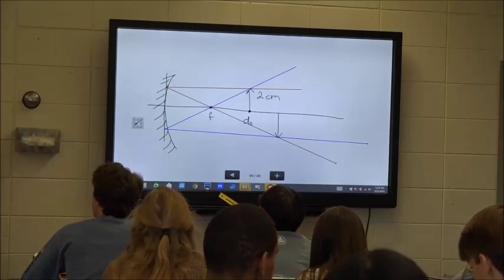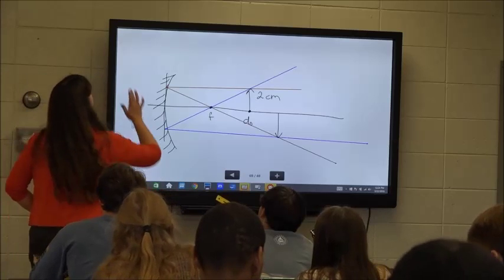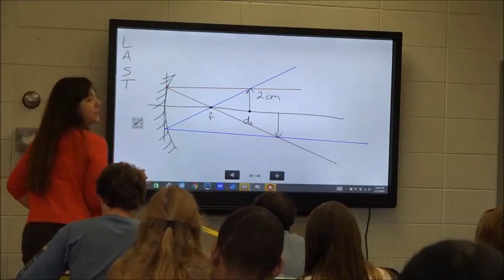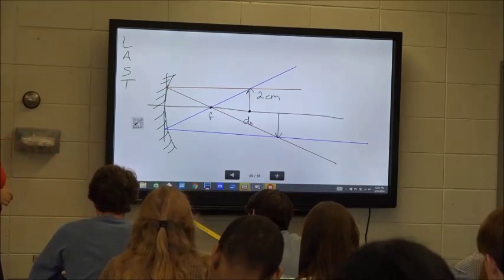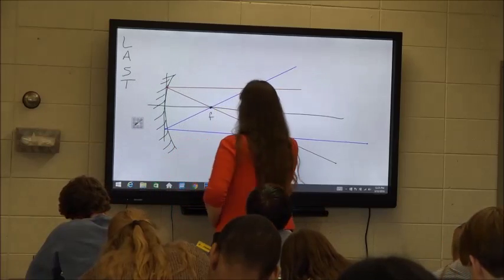We ended last time with four characteristics of an image that we had to determine. There was an acronym. That's the last thing we got. On your paper, please. Doesn't really matter where on it. All right, L stands for location.